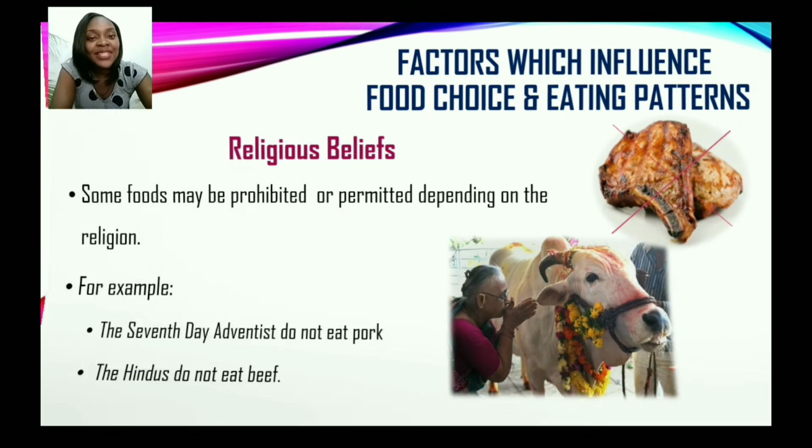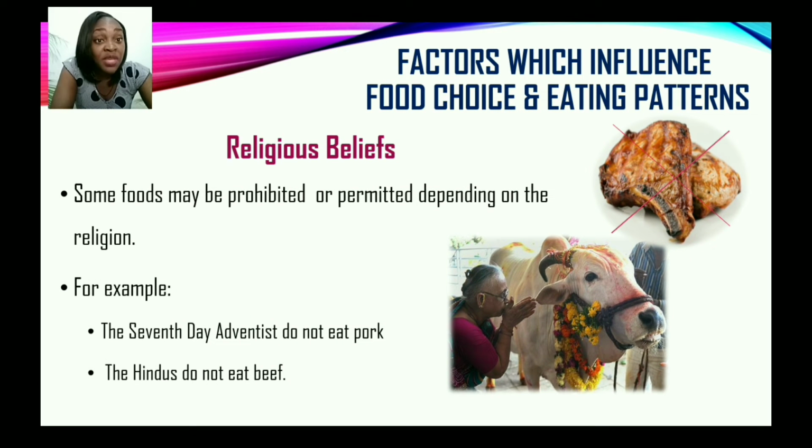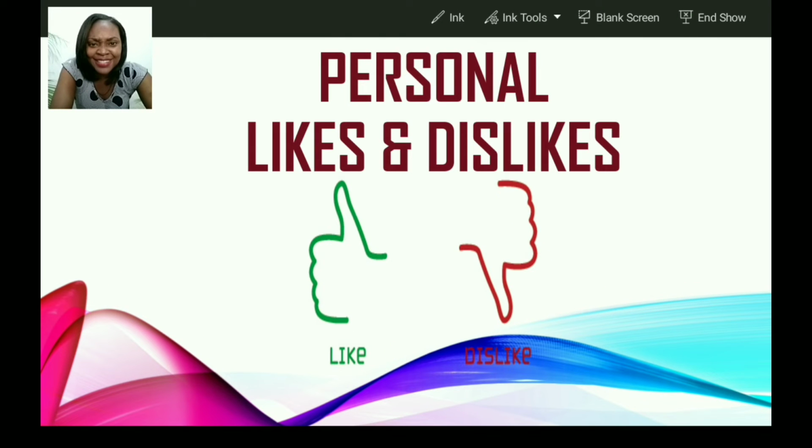Good. Now let us look at some others. Some foods may be prohibited or permitted depending on the religion. For example, some Christians, such as the Seventh-day Adventists, do not eat pork, among different types of food, right? And the Hindus do not eat beef, as they see the cow as sacred, right? So it's a worshipping symbol for them. So things like patties, mince pies, those things that are made from beef, they will not consume. Now, personal likes and dislikes.